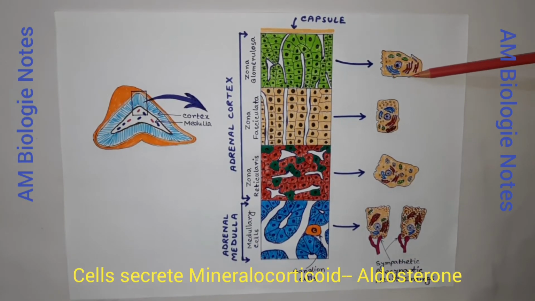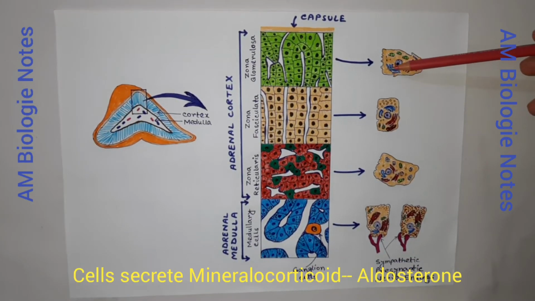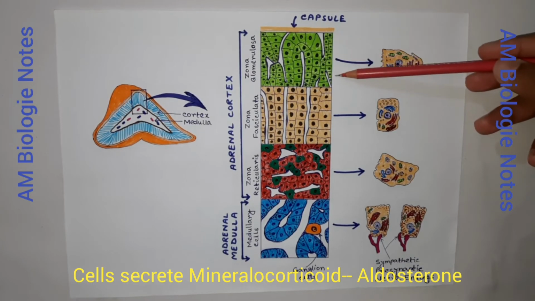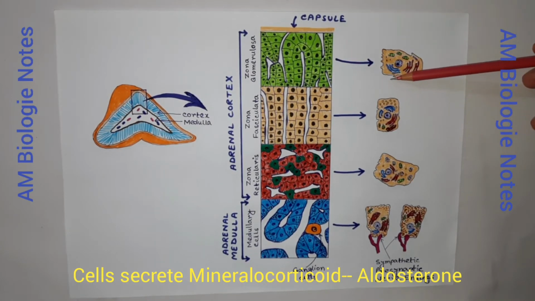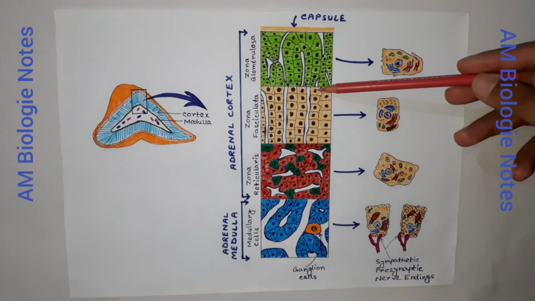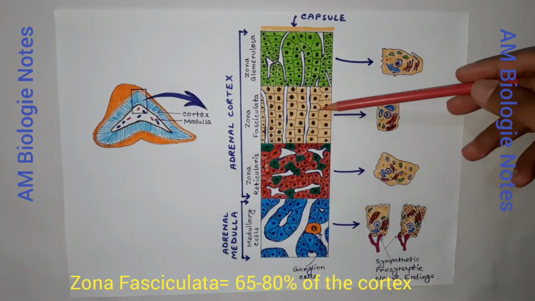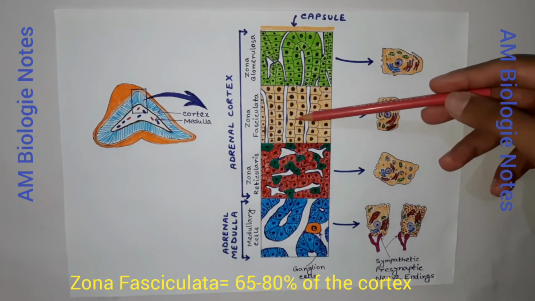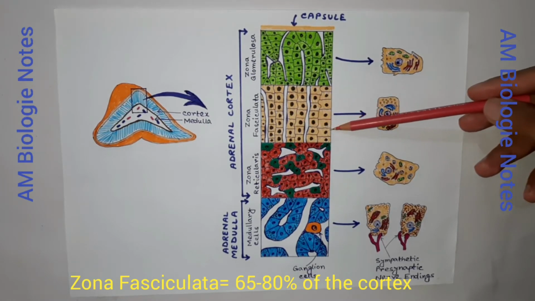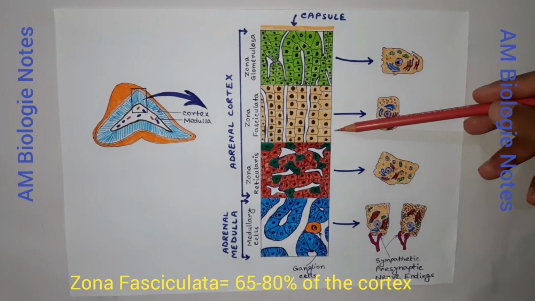The cells of zona glomerulosa secrete the primary mineralocorticoid called aldosterone. The middle zone of the cortex is zona fasciculata. This zone occupies 65 to 80% of the cortex.